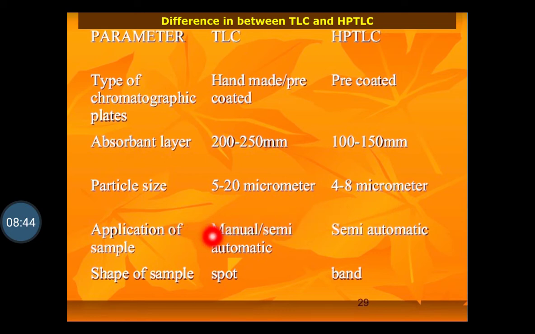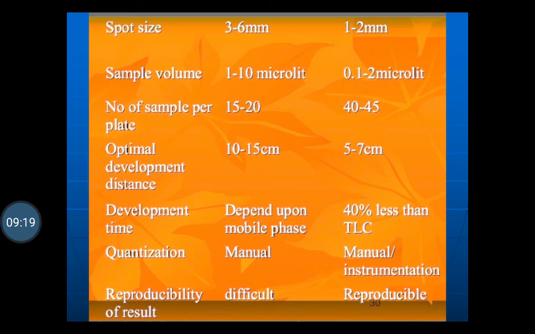Then the application of the sample is manual or semi-automatic, but here it is fully automatic. As per the computer programming, a known amount of the test or the standard is applied over the TLC plate. Then the shape of the sample: in case of plain TLC the sample is applied in the form of spots, whereas in case of high performance thin layer chromatography, the sample is applied in the form of bands, as we have already discussed the beneficial effects of the bands.